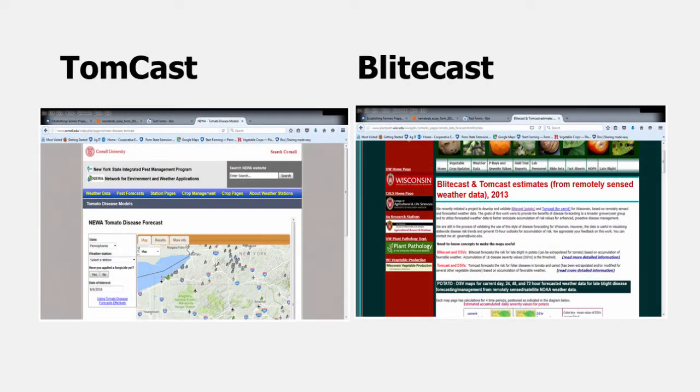In addition to scouting, it can be helpful to pay attention to websites such as Tomcast, which predicts when conditions are right for diseases like early blight and Septoria, or Blightcast for late blight forecasting.